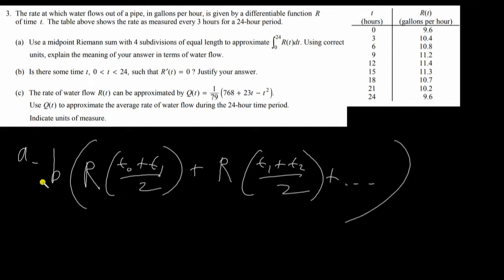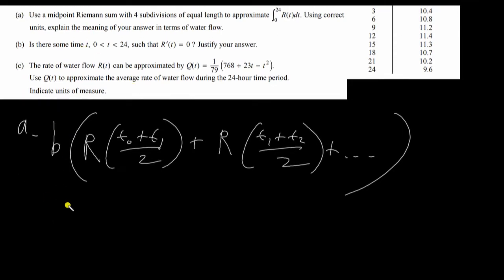And, well, what's the base and what's the t values that we're going to use? Well, let's look at the question here. They want 4 subdivisions of equal length, right? So since we're approximating from 0 to 24 with 4 subdivisions of equal length, each subdivision is going to be 24 over 4, or 6 long. Okay, so the common base is going to be 6. We're going to have 4 different groups of 6.